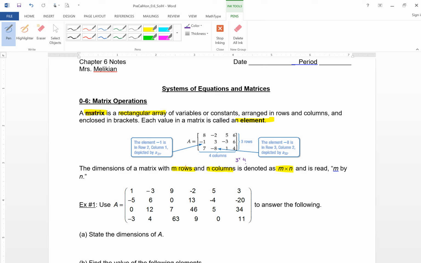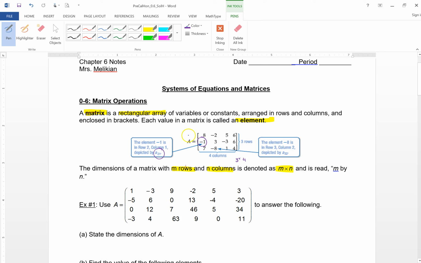Now, let's talk about some of the elements. If you look at this element, -1, where is this located? It's located in the second row. Always, the row always comes first. Second row, first column. So I say this is a, 2, 1. Second row, first column.